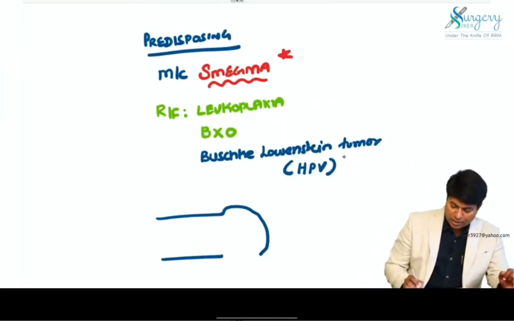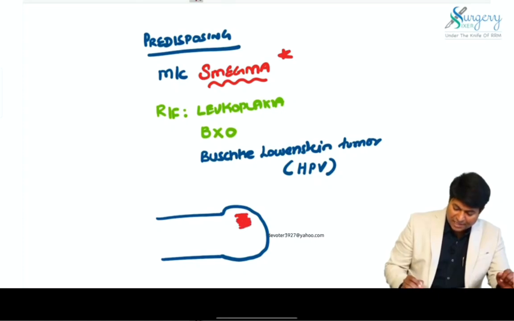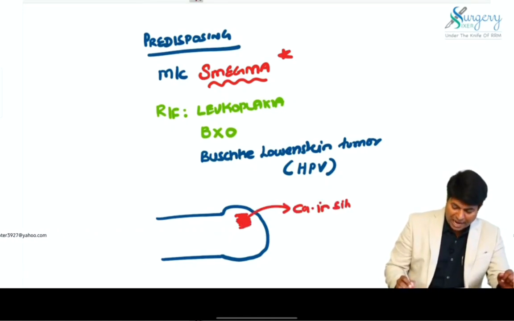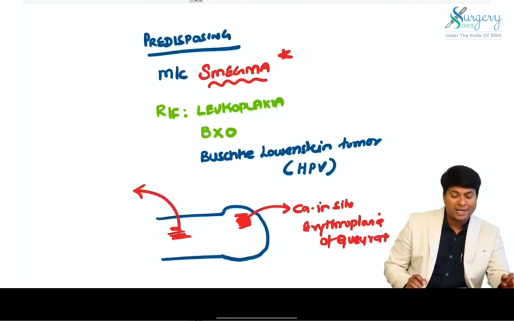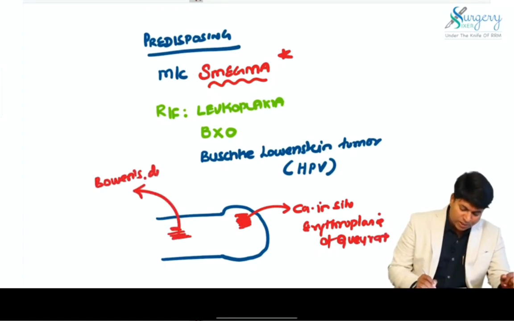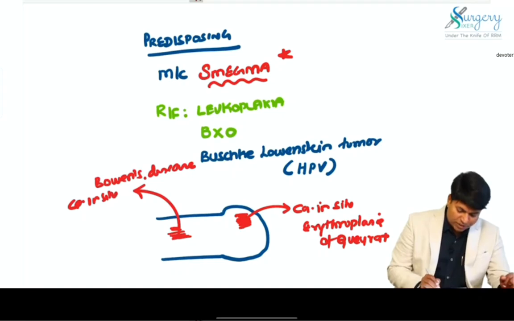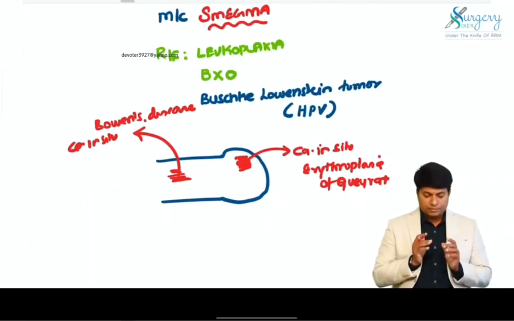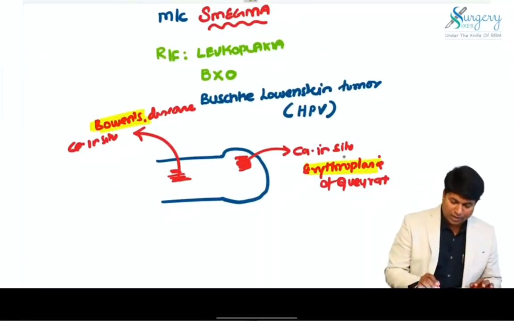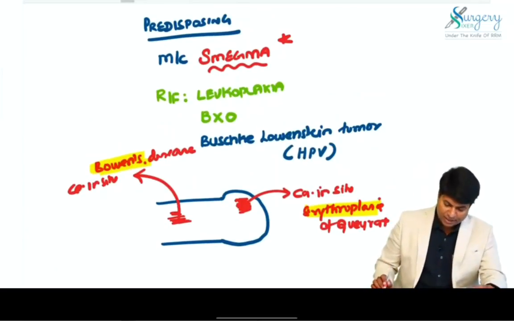Other things you should know here are carcinoma in situ arising from glands. What is it known as? Carcinoma in situ of the glans is known as erythroplasia of Queyrat. Carcinoma in situ of the shaft of penis is known as Bowen's disease. On any skin it is the same, Bowen's disease. Please don't forget this point. Very important. These are the predisposing factors I want you to remember in cancer penis.